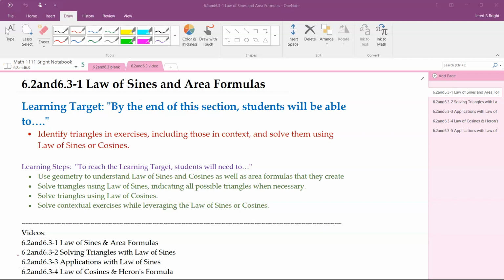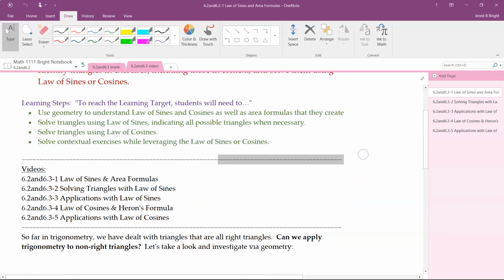and theorems related to them. So this video is going to look at the law of sines and the area formula associated with the law of sines. And really we're going to talk about the law of sines from a geometric point of view, and then later on we'll talk about the law of cosines as well. We'll also state a premise for this whole thing. As you can see, there are going to be 5 videos in this section.